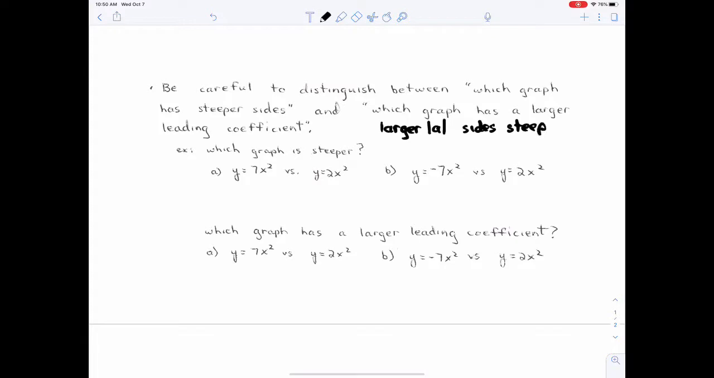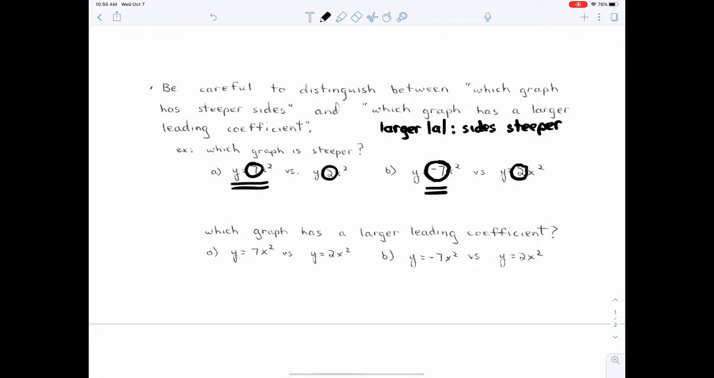So what do you have to be careful of? Make sure you're answering the question that they ask you. Which one's steeper? Well, the absolute value of 7 is larger than the absolute value of 2. Therefore, this one is steeper. The absolute value of -7 is larger than the absolute value of 2. Therefore, this one's steeper. The negative just tells you it's flipped upside down, but it's been stretched by 7, so it's steeper.